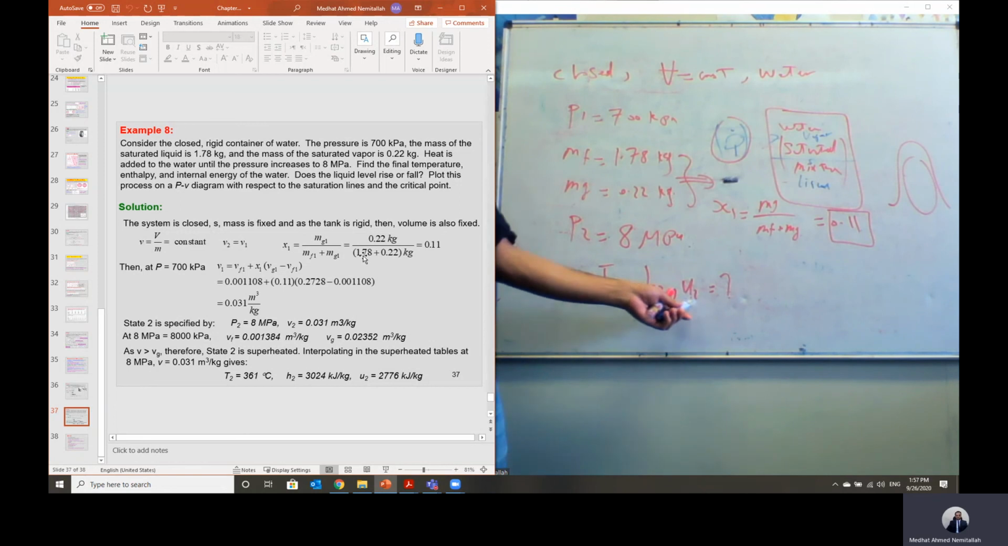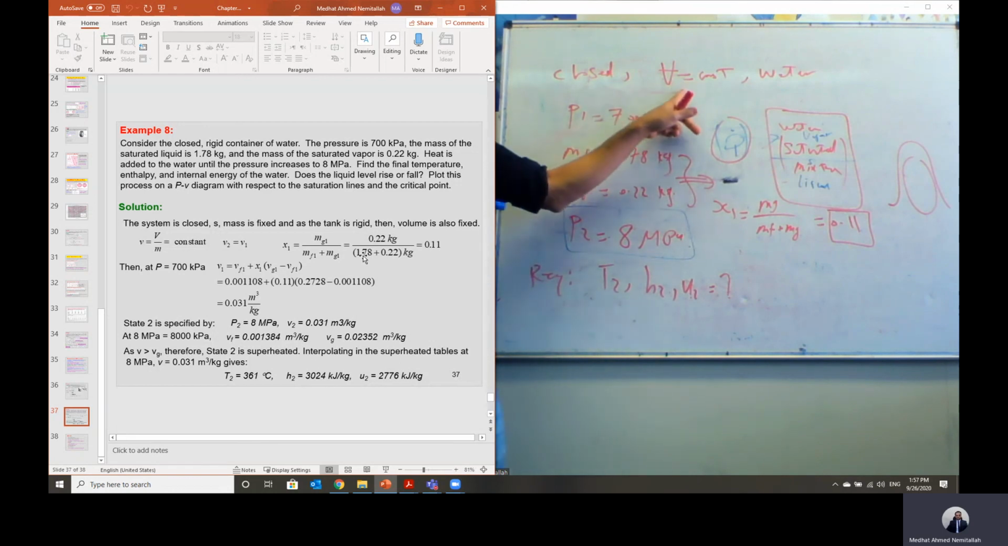So how can we solve this? We need to calculate the final temperature, final enthalpy, final internal energy, and we are given only the final pressure P2, which is equal to 8 megapascal. We said to use the table, we have to have two independent and intensive properties. So we need another property here. What is the property we need? Is it given? Theoretically yes, he said we have a rigid container, so the volume is constant.